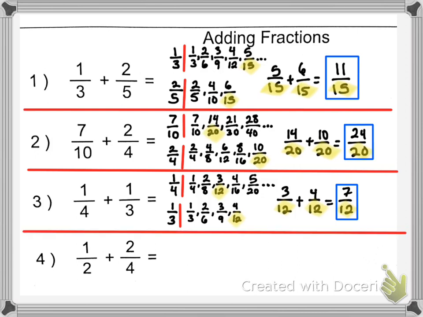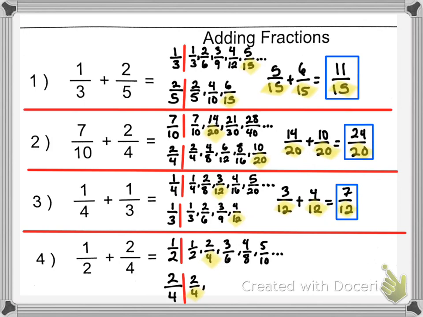The last problem for this screen is going to be 1/2 plus 2/4. If I do my equivalent fractions for 1/2, it's going to give me 1/2, 2/4, 3/6, 4/8, 5/10, and so on. My equivalent fractions of 2/4 is going to start us with 2/4, and that's all that I need because I already see a denominator of 4 in the top list of equivalent fractions.